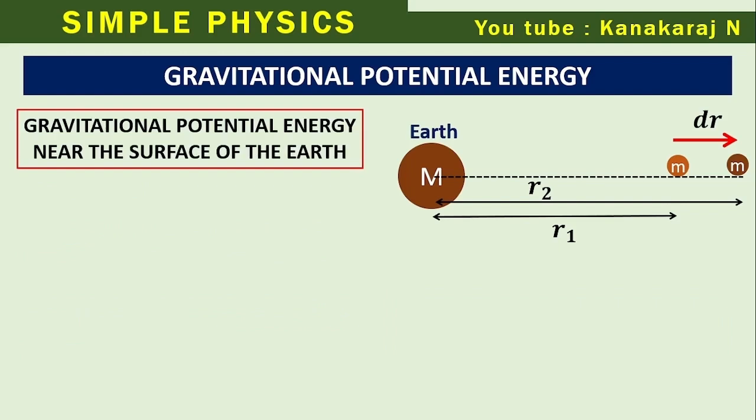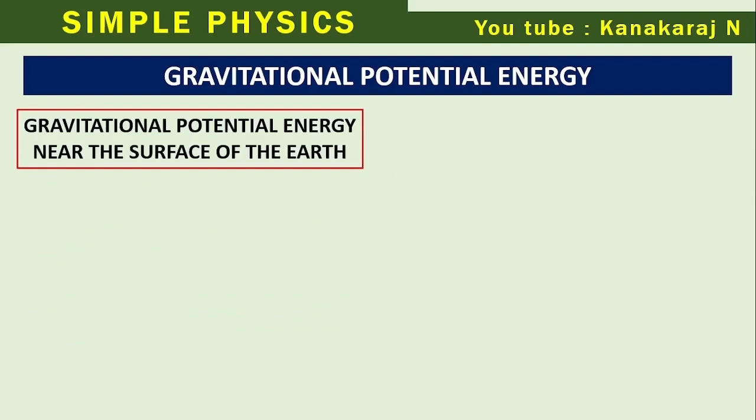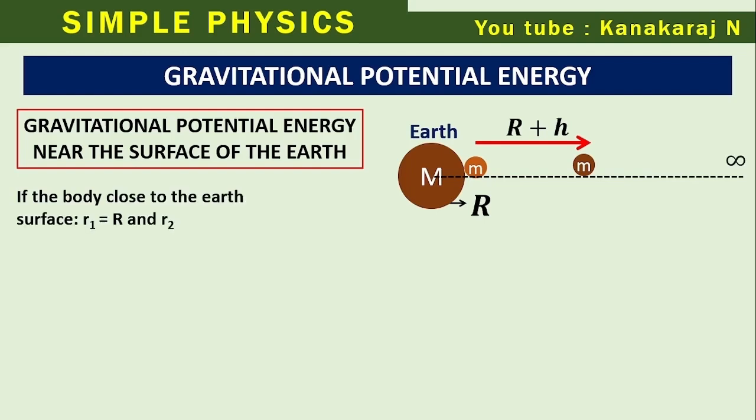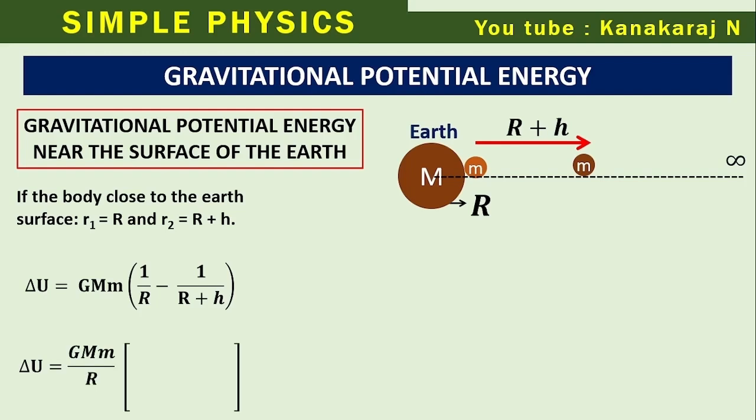Gravitational potential energy near the surface of Earth. Here r1 equals the radius of Earth R, and r2 becomes R plus h. If the body is close to the Earth's surface, r1 equals R and r2 equals R plus h, then the change in potential energy delta U equals GMm multiplied by 1 upon R minus 1 upon R plus h. Delta U equals GMm upon R multiplied by 1 minus 1 upon 1 plus h upon R.